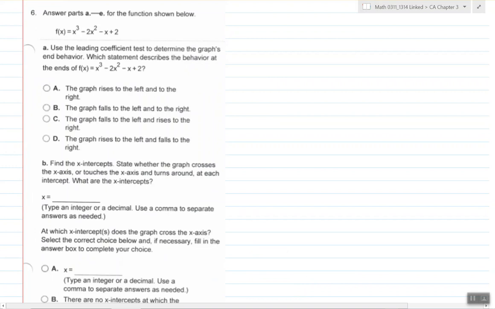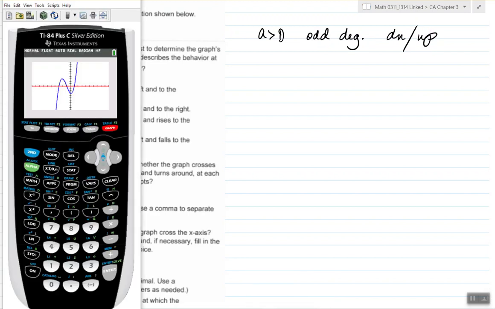I see that it is cubic. I see that that's third degree. Leading coefficient is 1. Since A is greater than 0, and it's odd degree, I know that the behaviors are down, up. All right, so let's take a look at our grapher.